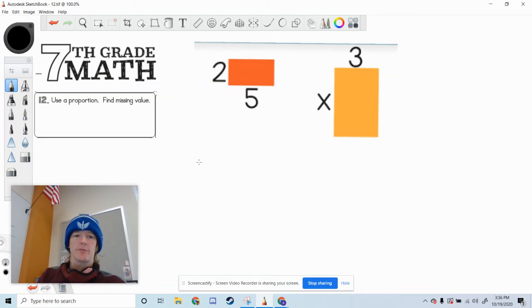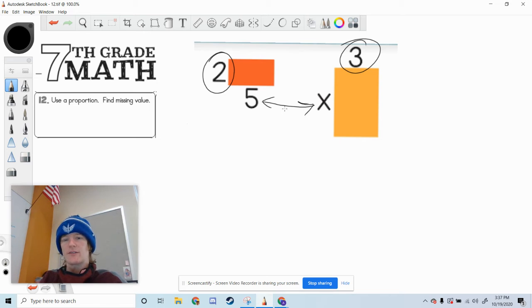Number 12, use a proportion, find the missing value. So we have two rectangles here. It looks like one of them is rotated. So I can see that this side corresponds to this side. And then the 5 and the x correspond with each other.